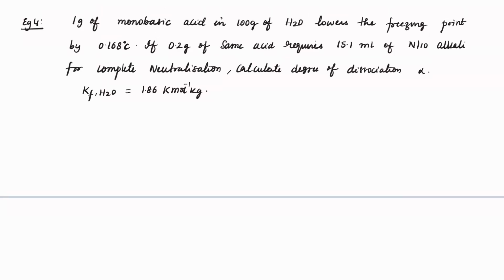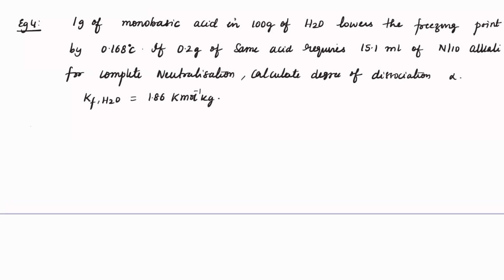Right, everybody, look at this question. Let me explain as well. So 1 gram of monobasic acid is used here. So you can see 100 grams of water lowers the freezing point by this much. 0.2 grams of the same acid requires this much amount of alkali. Calculate the degree of dissociation. Okay. So what we can do, we use first the freezing point data, try to figure out the Van't Hoff factor, I mean, at least the molar mass factor from here.